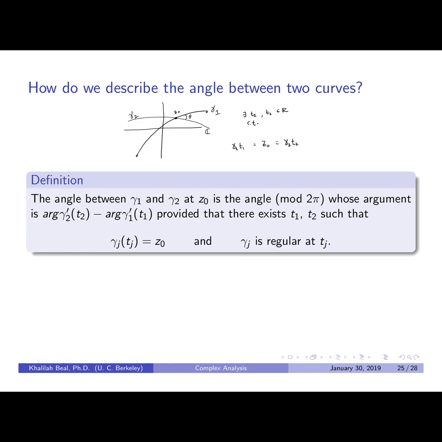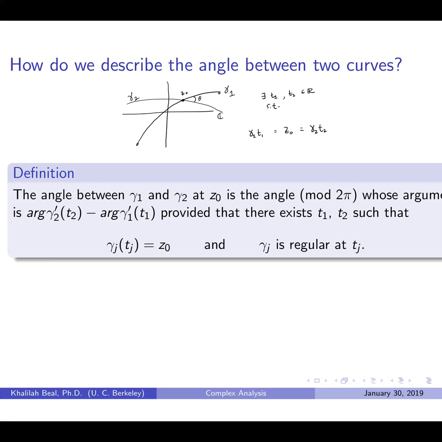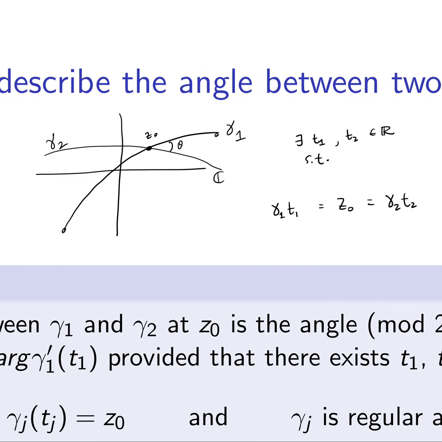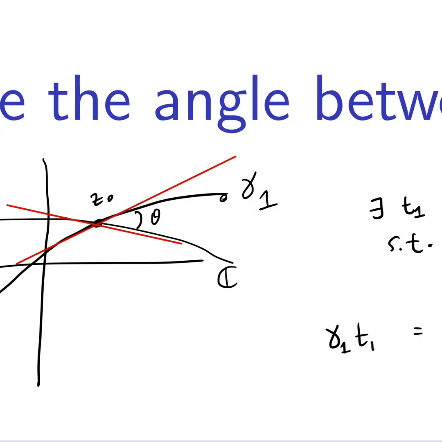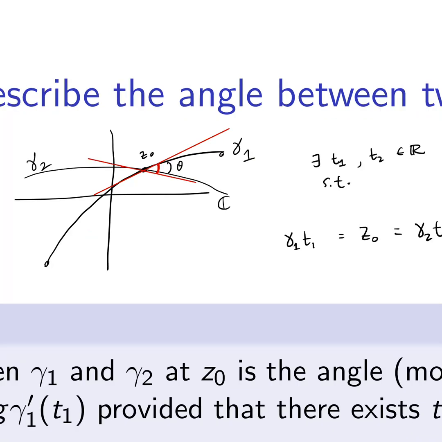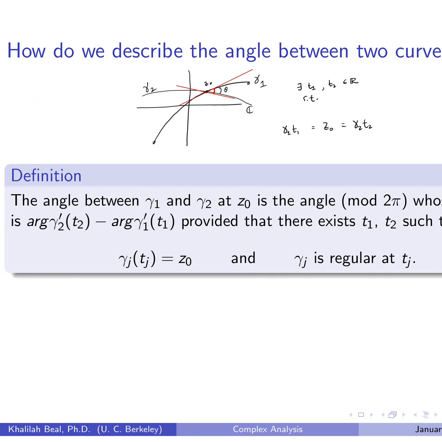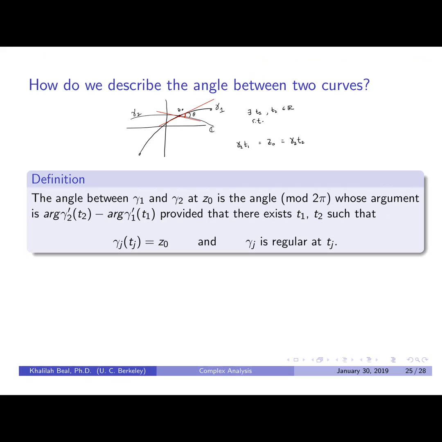So here's how we're going to define the angle. Basically, we're going to use the tangent line to the curve at that point, the tangent line to the curve of gamma 1, and the tangent line to the curve of gamma 2, and then we'll measure the angle between those tangent lines. Now, how are we going to figure that out? Well, anytime you're talking about a tangent line, we know that the slope of that tangent line is given by the derivative, okay? So that's why we're involving derivatives.